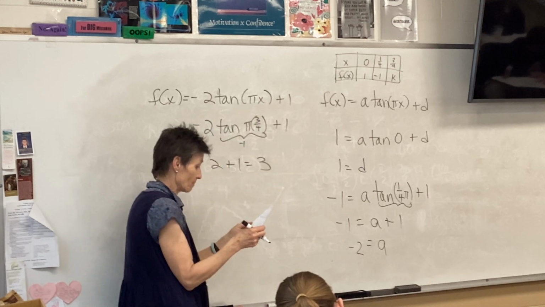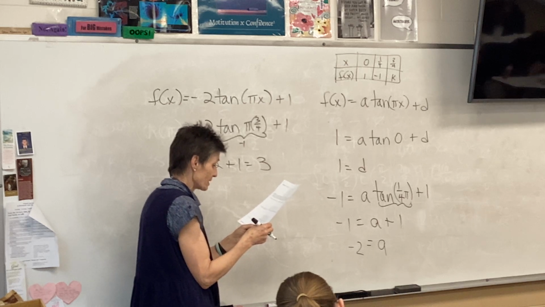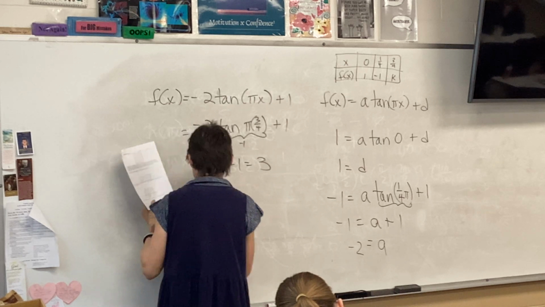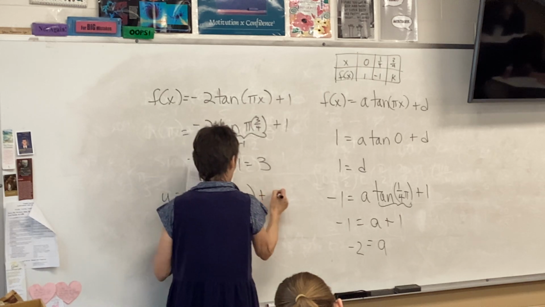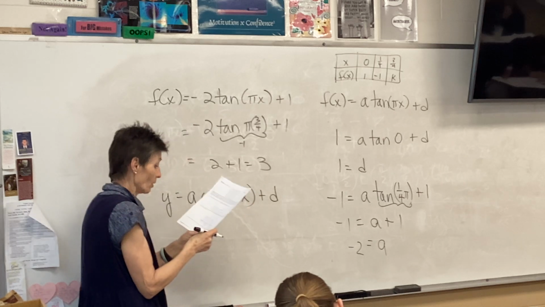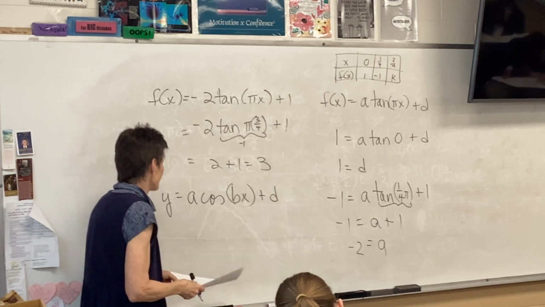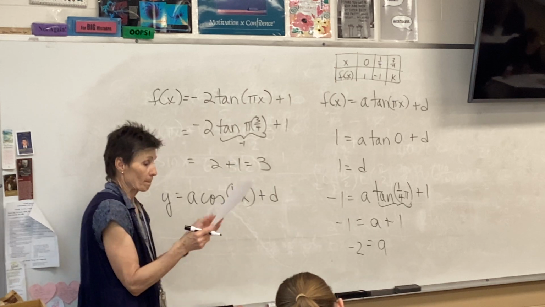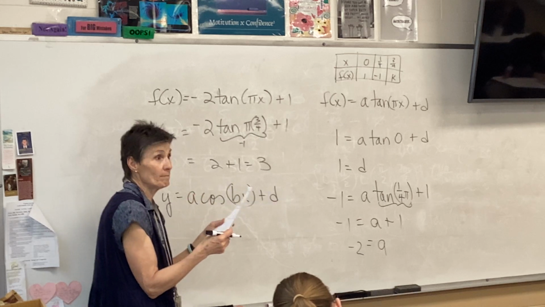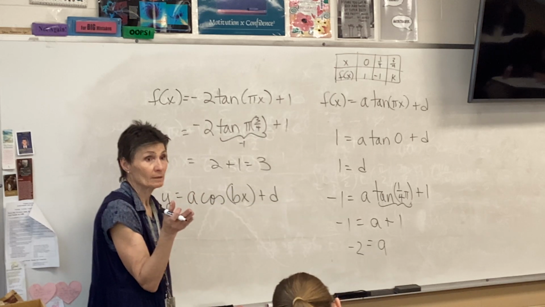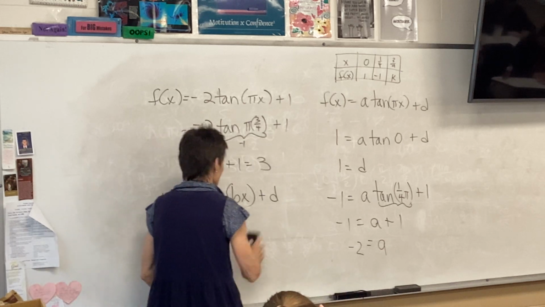All right, what's next? A portion of the graph is shown above, where f of x is a cosine bx plus d. And we're ultimately going to figure out what a, b, and d are. Then we're going to multiply them together and get the answer. So, what can you tell from the picture? D is 1. Can everybody tell D is 1? Because the picture's lifted up one. Okay, so D is 1.